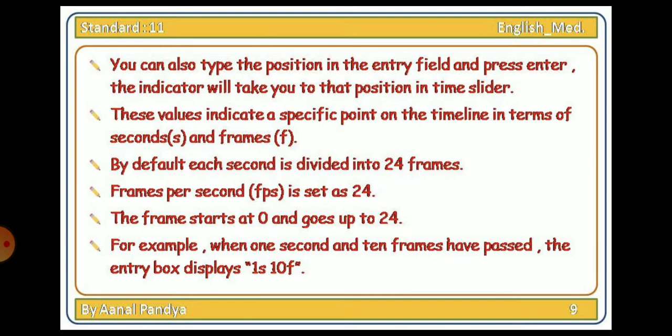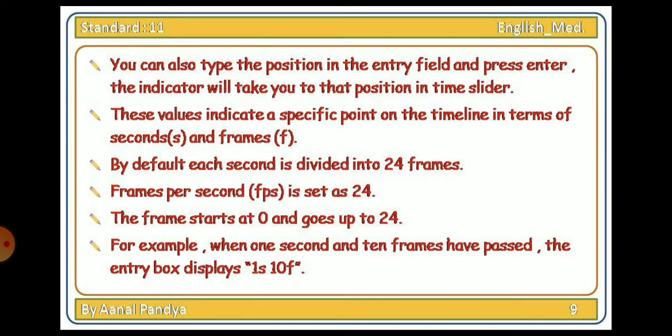So suppose in a practical animation, I know that I want to display the object position at the 2 second. So you just have to type 2 second in the entry field and press enter. Your time slider will take the position at 2 seconds on the time bar. This value indicates the specific point on the timeline in terms of seconds and frames.